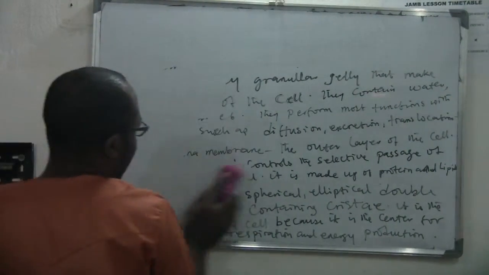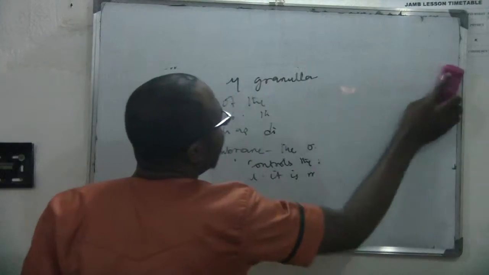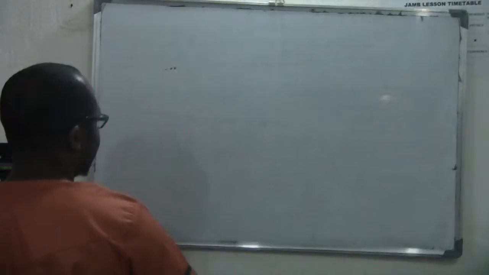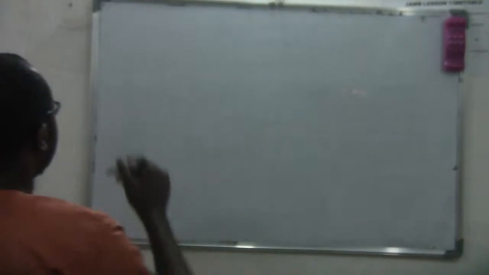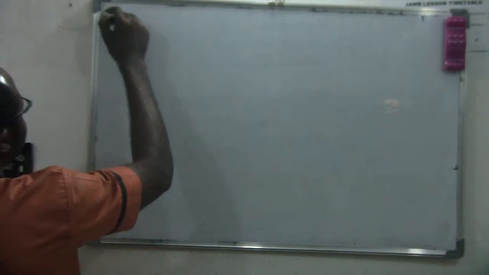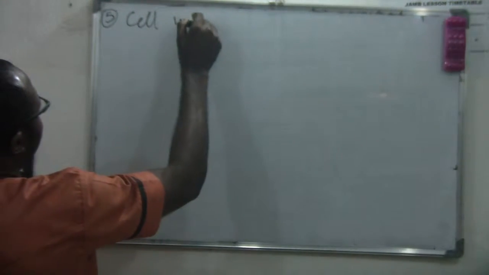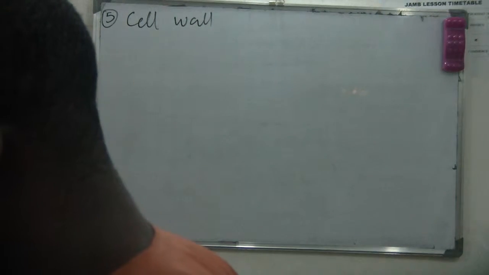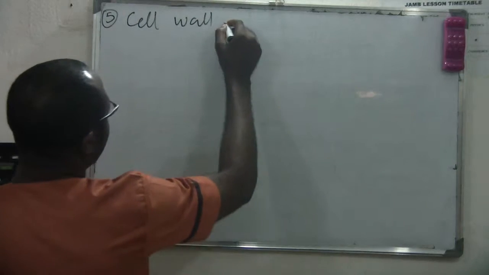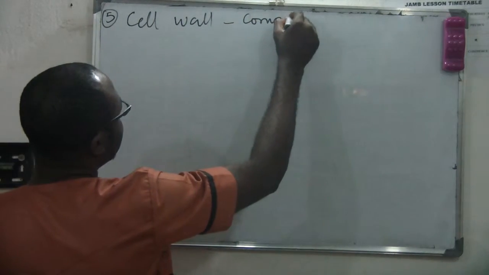Now we're going to look at other components of the cell and their functions. What we're going to look at now is the cell wall. Do plants have a cell wall? Yes. Do animals have a cell wall? No. So the cell wall comprises the middle lamella, the primary cell wall, and the secondary cell wall. Is that clear?